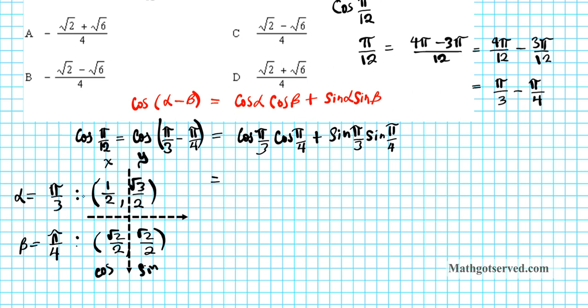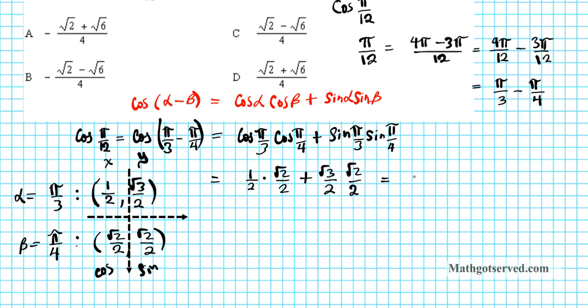Cosine pi over 3 is the x coordinate of this, which is 1/2. Cosine pi over 4 is √2 over 2. As you can see here, cosine pi over 4 is √2 over 2, plus sine pi over 3 is √3 over 2, and sine pi over 4 is √2 over 2.